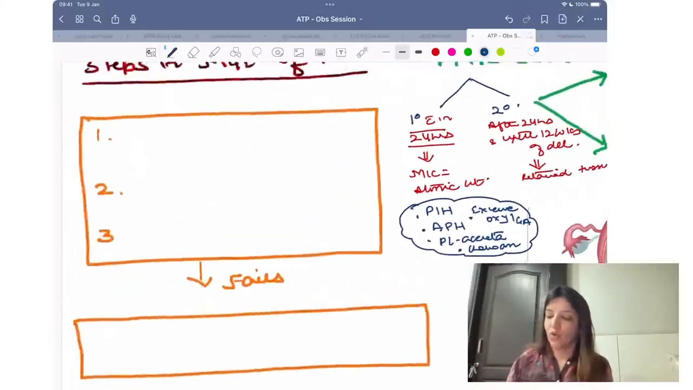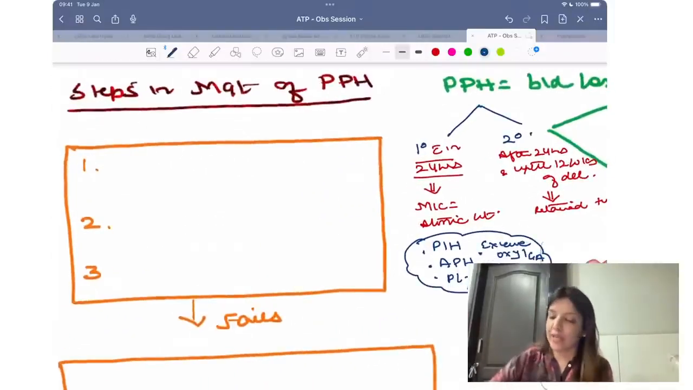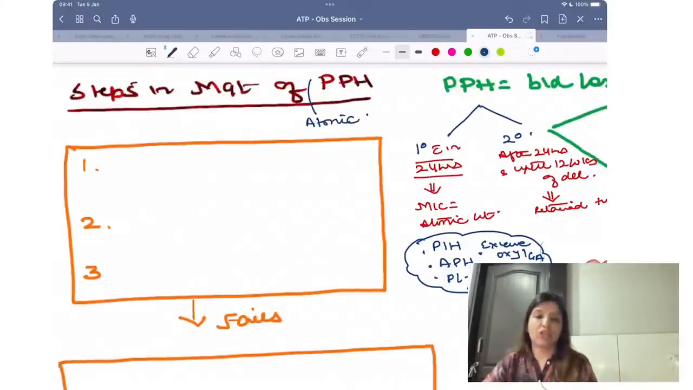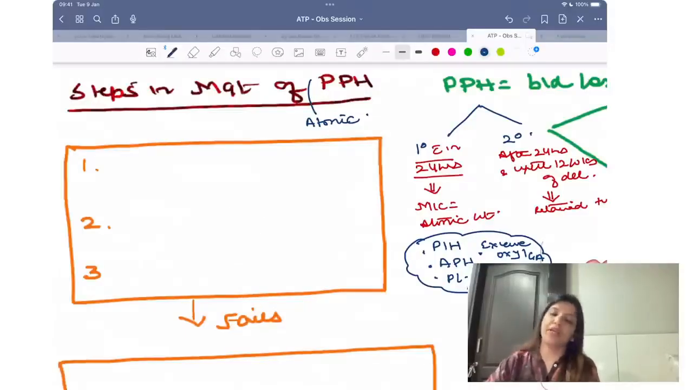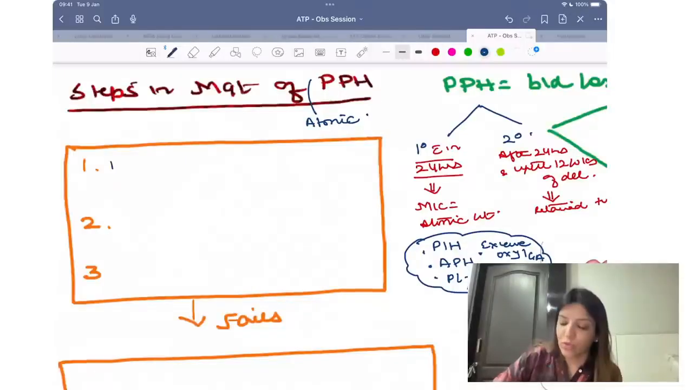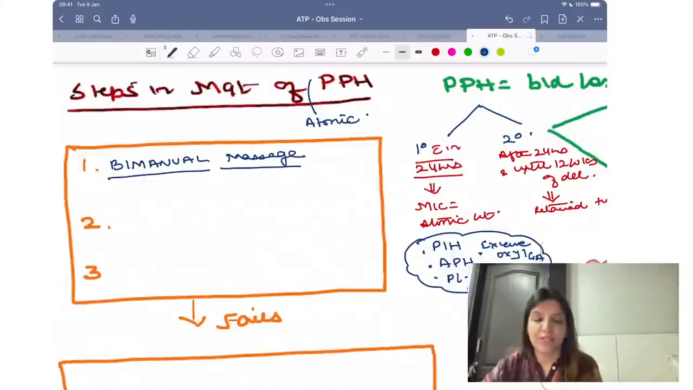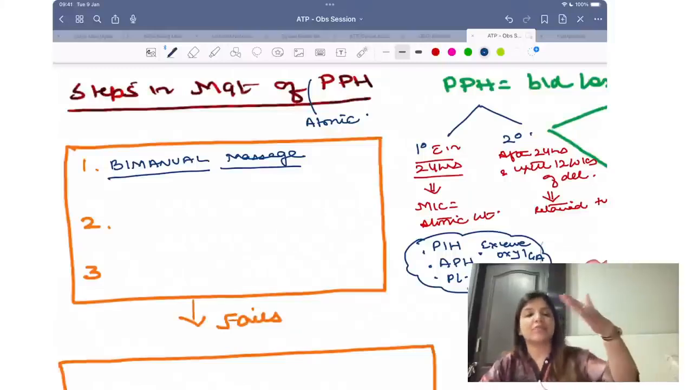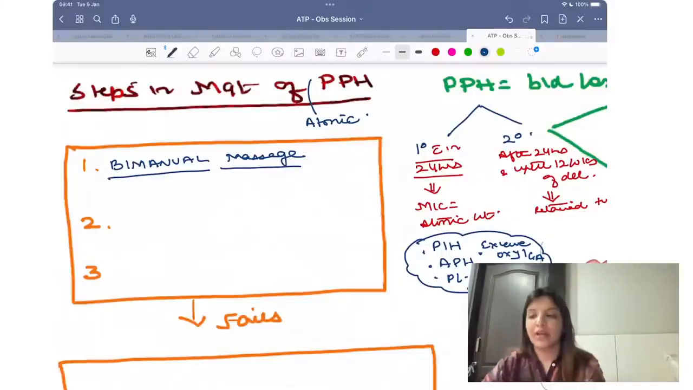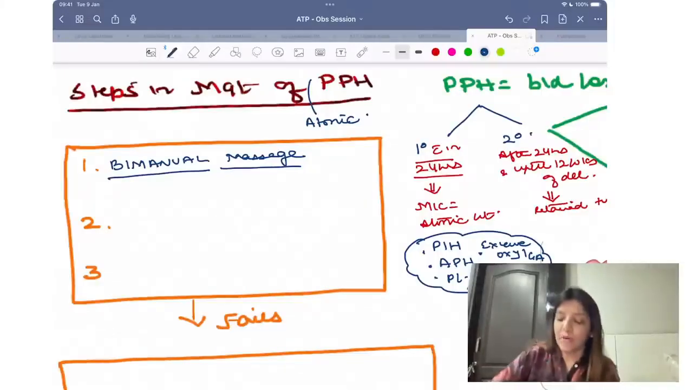Now, what are the steps in the management of atonic PPH? First of all, once you are sure that you are dealing with atonic PPH, the first thing you have to do is a bimanual massage. Now please remember, PPH is an obstetrical emergency, and it is an emergency in which the same steps have to be followed which I am going to tell you. Right? You are going to follow the same steps in which I am going to make you write. So you will do a bimanual massage.